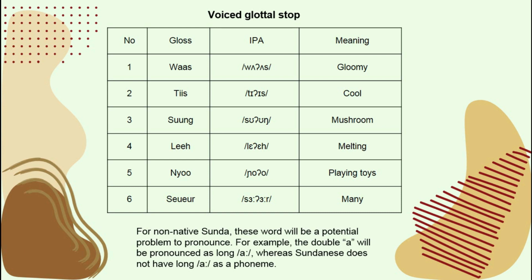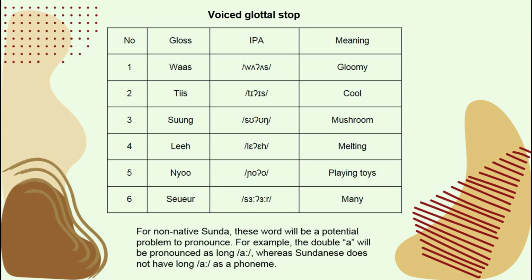This table is the description between Arabic voiced glottal stop sounds followed by vowels a, e, and u and sukun, and the Sundanese one. Number 1 in the table shows that Sundanese has the sound of voiced glottal stop in the middle of the word sound. Data number 1 is the orthography of wa'as. For non-native Sundanese speakers, this word will be a potential problem to pronounce.